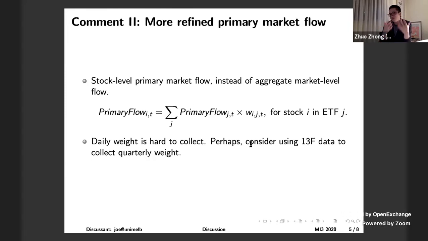So at least we don't get the perfect one, but we get something more granular than an aggregate one. Depends on the past quarter weight. Okay, so maybe that can help us to tease out any aggregate market factors. So that's my second comment.